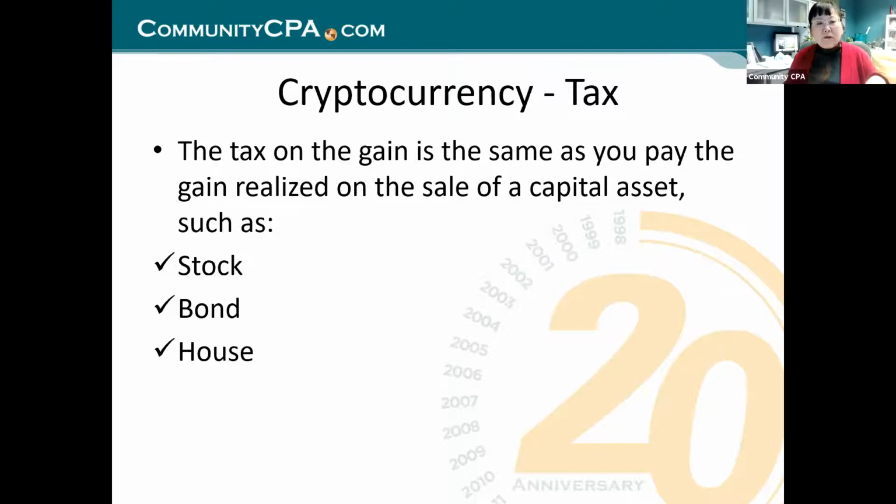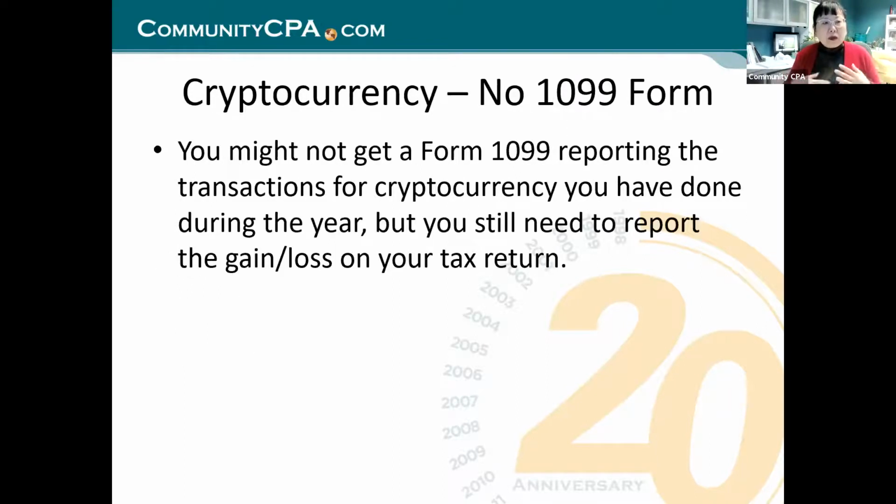But for virtual currency, just like your other stock, like you bought Microsoft stock and you sold it, you had a gain or loss, and you report it on Schedule D. So that's the same place you're going to report. You will realize the sale of a capital asset that needs to be reported, just like stock, bond, house, right? I'm giving you that example. And cryptocurrency has no established form that gets submitted to the IRS.